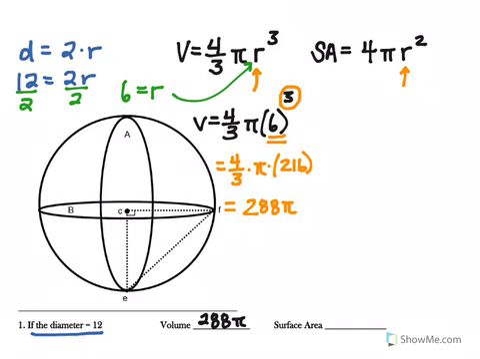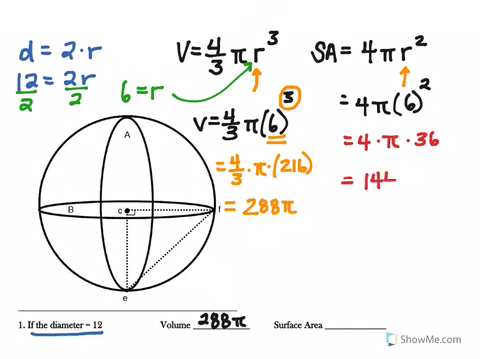So here, our surface area problem, well, same thing here. It's just 4 times pi times, well, filling in the radius of 6 squared. So we would square 6 first. This is 4 times pi times 6 squared, which is 36. And that becomes 4 times 36, which is 144 times pi, or 144 pi for our surface area. And we are done.